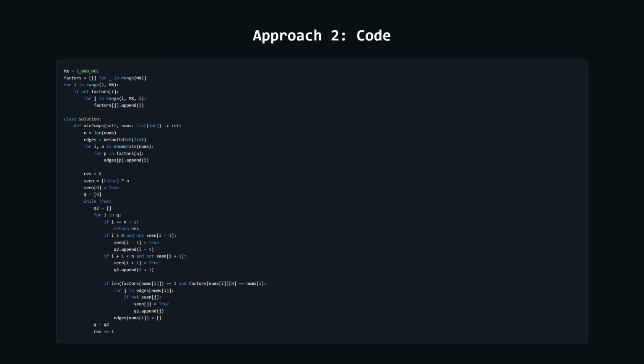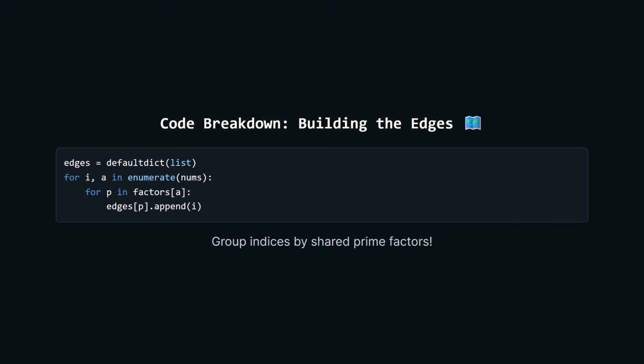Let's actually break down how this works step by step, because it's super cool. First, we scan our list and group the indices by their shared prime factors. This creates our map of teleportation destinations. If a number has 3 as a prime factor, we add its location to the list of spots that the prime number 3 can teleport to.